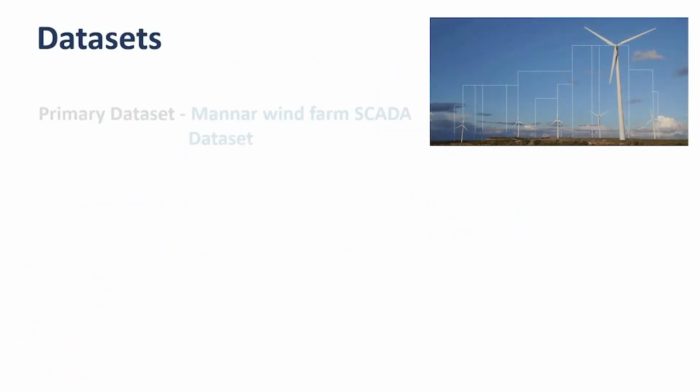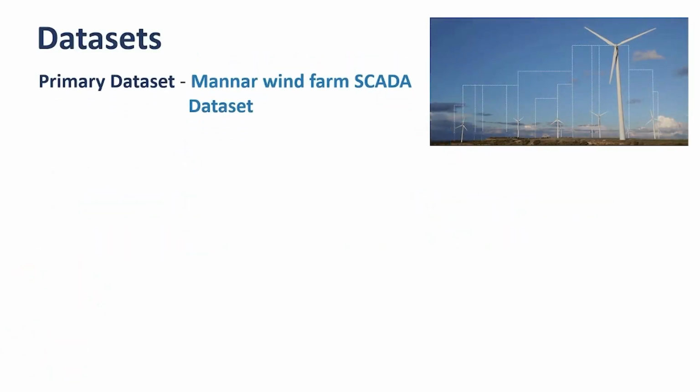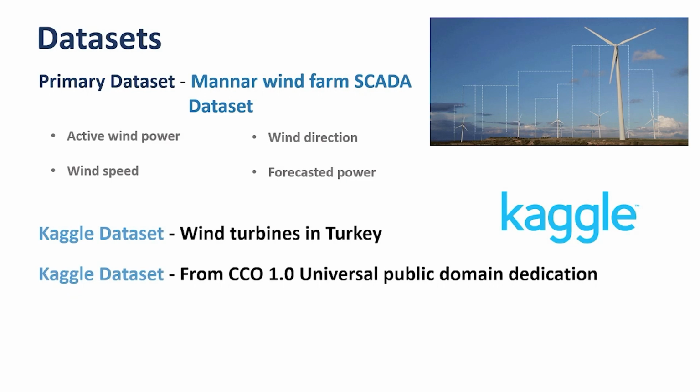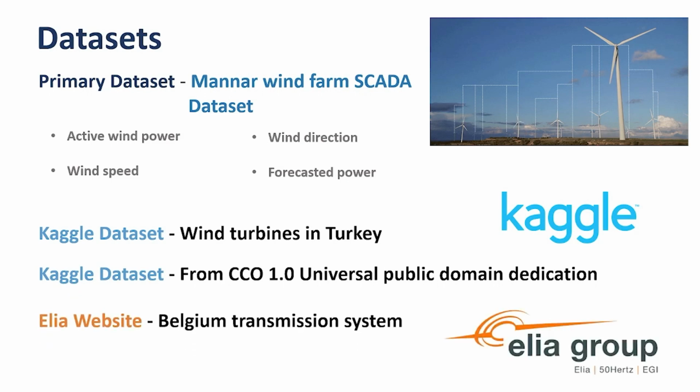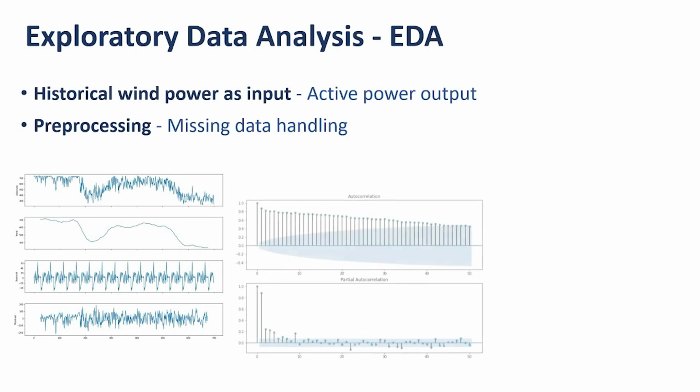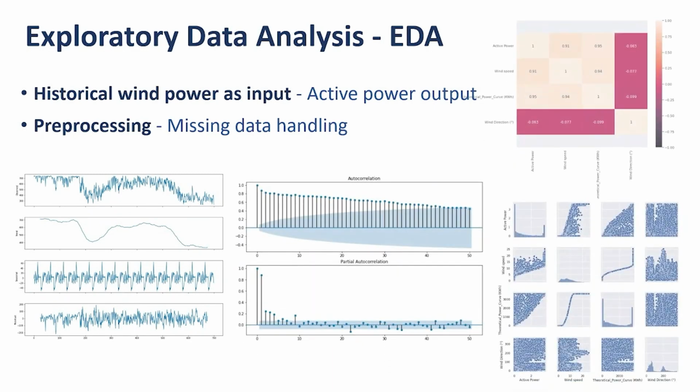Our primary dataset is from Manor Wind Farm. It includes the following features. For further analysis we use two datasets downloaded from Kaggle and the dataset from Belgium Transmission System. We use historical output power as the input feature. In pre-processing, we handle missing data by adding average values, and there were no null values.